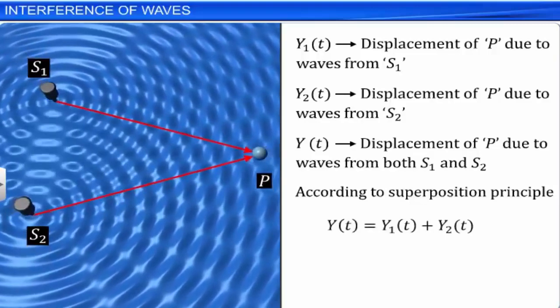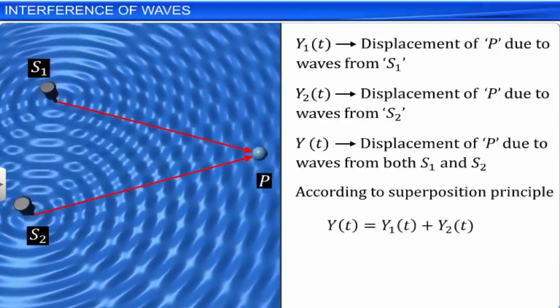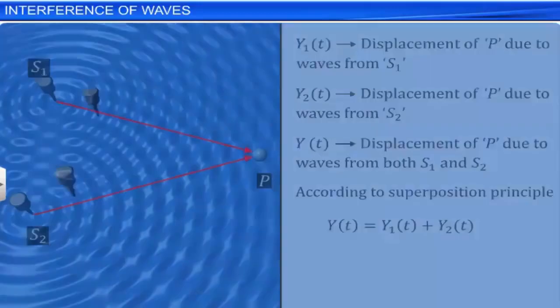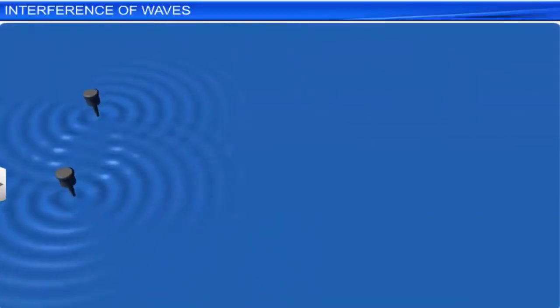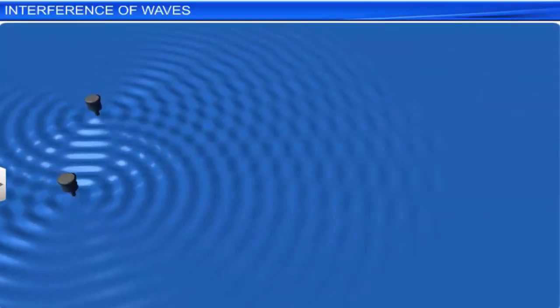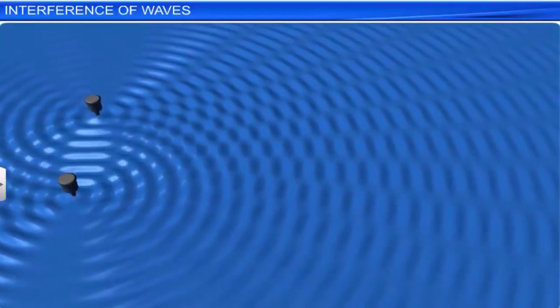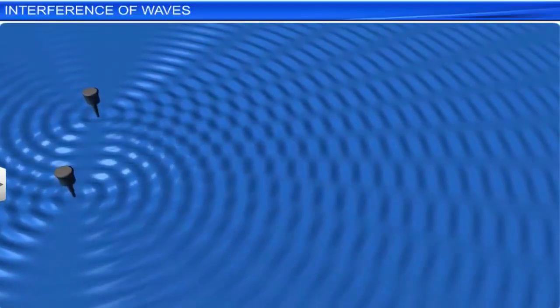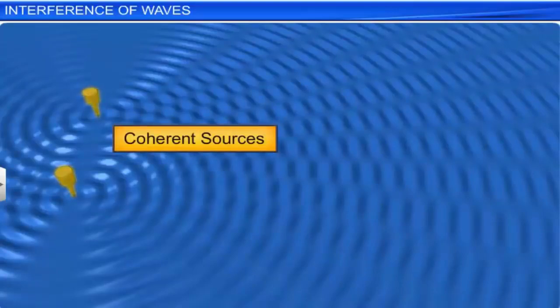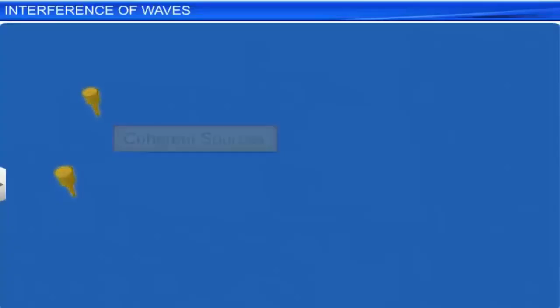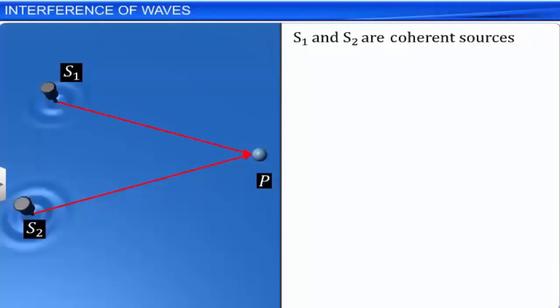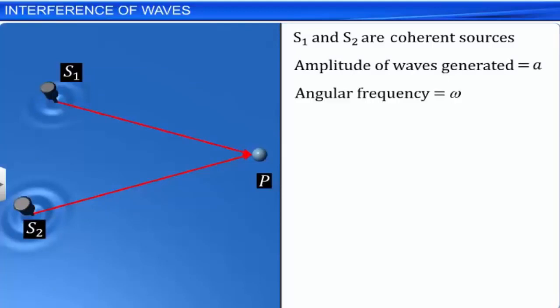If waves produced by two sources have the same frequency and the phase difference between them does not change with time, then such waves are said to be coherent and the two sources are called coherent sources. Let us assume that the two sources S1 and S2 are coherent and generate waves of amplitude A and angular frequency omega.